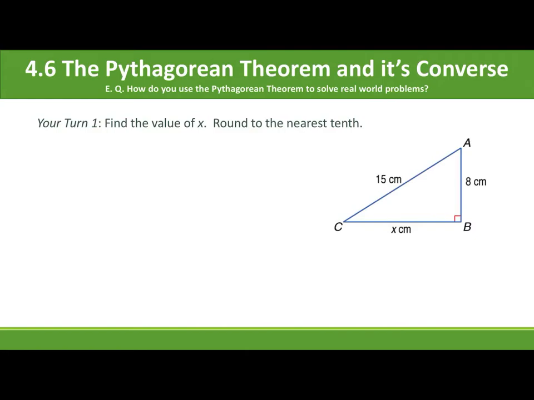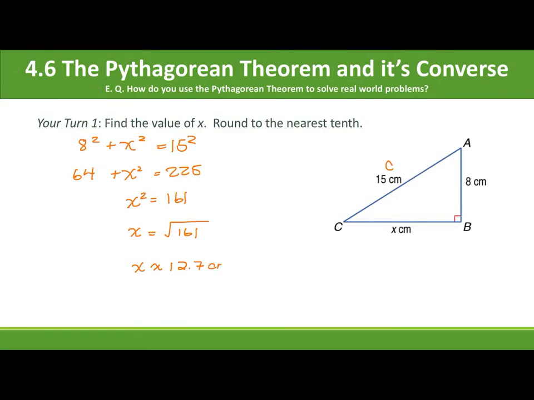All right, so for the your turn, we have to find x. So 15 is our c. So we have 8 squared plus x squared equals 15 squared. So 64 plus x squared is equal to 225. Subtract 64 from both sides, we get 161. So x is equal to the square root of 161, which is approximately 12.7 centimeters. Right, so if you did not get that one right, just go back, try to find your mistake, see where you went wrong before you move on to the next part.